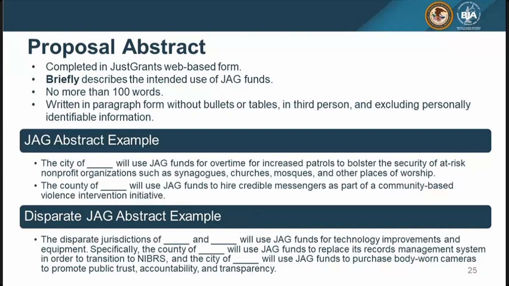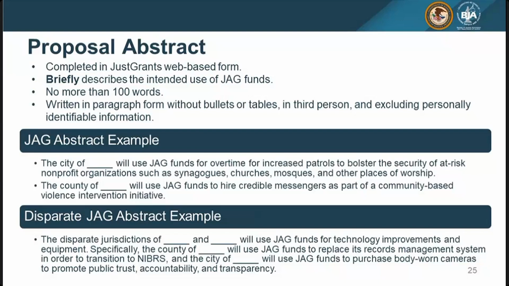For a direct applicant, some examples would be: the city of X will use JAG funds for overtime for increased patrols to bolster the security of at-risk nonprofit organizations such as synagogues, churches, mosques, and other places of worship. Another example is the county of Y will use JAG funds to hire credible messengers as part of a community-based violence intervention initiative.